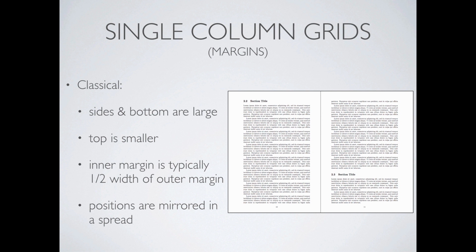Here's our book layout. Sides and the bottom tend to be large. The top is usually a little bit smaller. The inner margin is usually half the width of the outer margin, though you have to be careful of the binding and not lose content in the binding, depending on the binding type that you're doing. And the positions are mirrored across the spread. So here's our example, and it's essentially one side is mirrored to the other side. The margin size on one side matches the margin size on the other side.